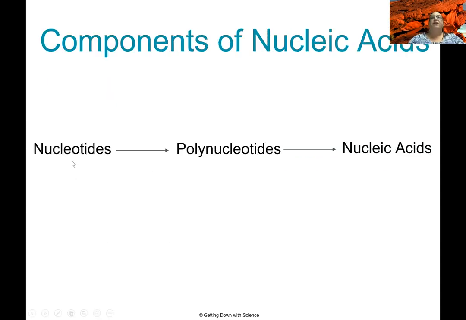Okay. So in terms of components of nucleic acids, we have our nucleotides, which become our polynucleotides, which become our nucleic acids. So we've got steps just like we did in all the other ones, where we start with our monomers and we can put a few together to make a multi-polymer.